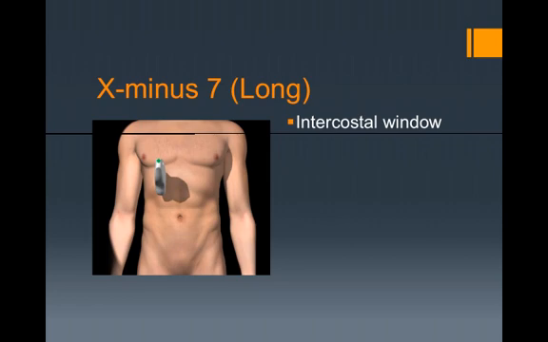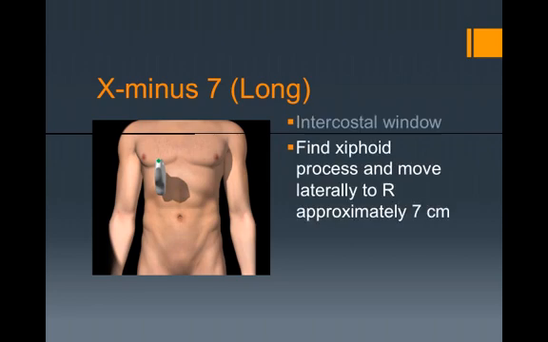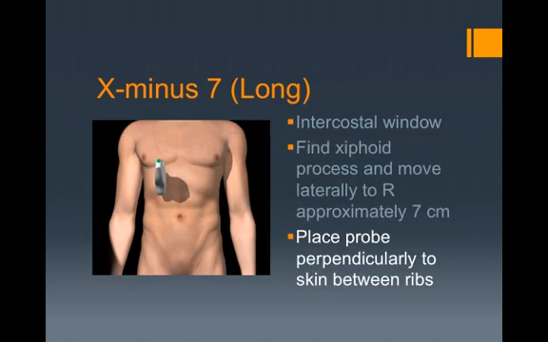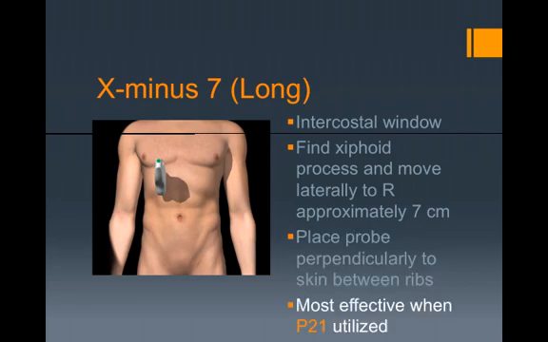Next, we have the X-7 approach, which is an intercostal window. First, find the xiphoid process and move laterally to the right approximately 7 centimeters. Place the P21 probe perpendicular to the skin between the ribs. In most cases, the gallbladder will be found posterior to the liver parenchyma immediately beneath the probe.